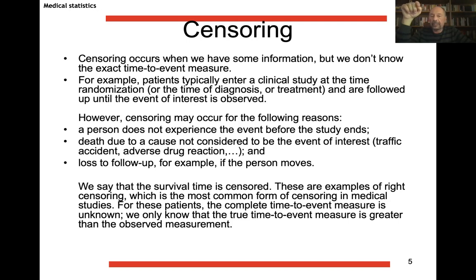These are examples of right censoring, which is the most common form of censoring. The complete time to event measure is then unknown, and we only know that the true time to event measure is greater than the observed measure. So when we censor a patient, this means that something can happen later than the point where I censor that patient.